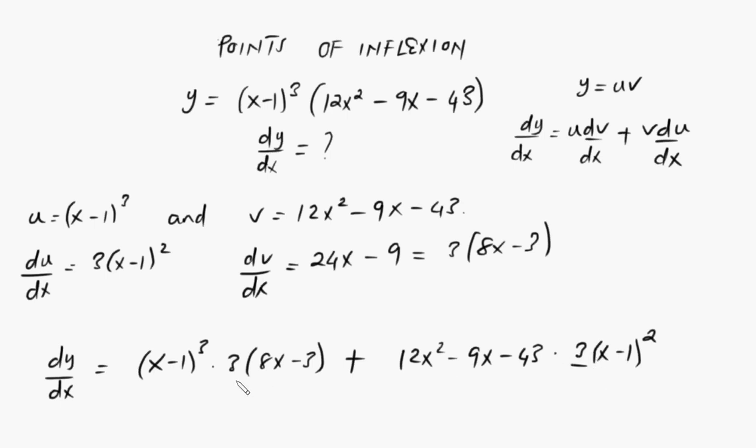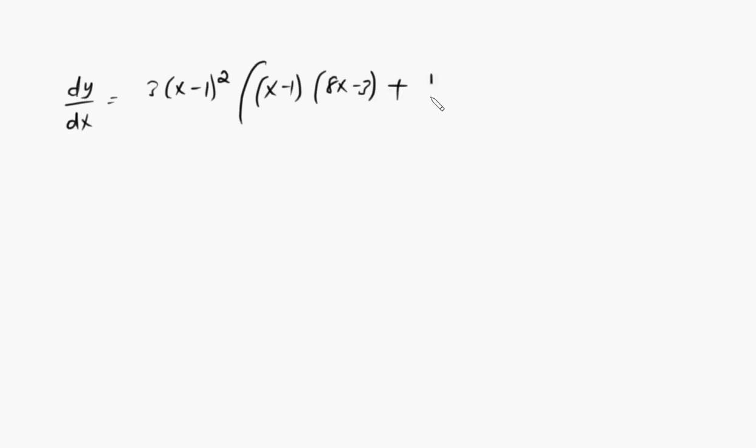So I have 3 here and 3 here. I have (x minus 1) squared, I have (x minus 1) cubed. I can factor out 3(x minus 1) squared. So my dy/dx now is just going to be 3, so I factor out (x minus 1) squared. I remain with (x minus 1) times (8x minus 3) plus 12x squared minus 9x minus 43.